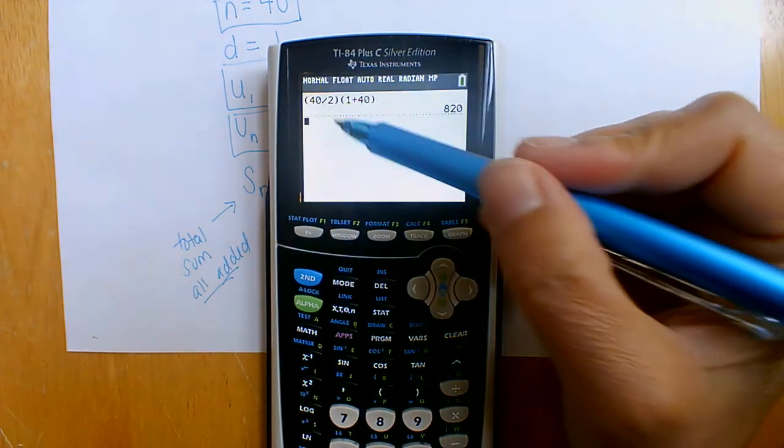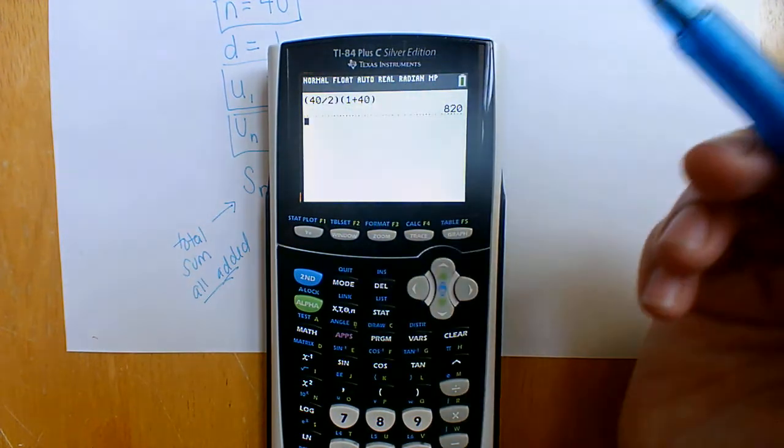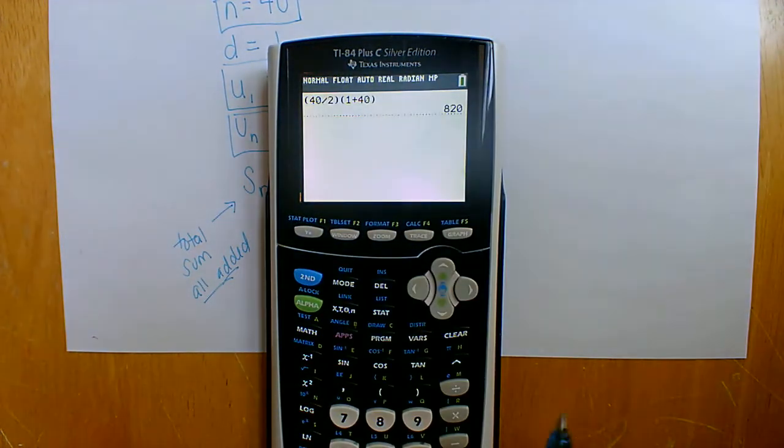So if you remember to put the parentheses around this, or you can even say, I know what 40 divided by 2 is. You can even do it in a couple of steps. 40 divided by 2 is 20. So you could have done 20 times 1 plus 40. You could have done it in two steps like that. So please, if you're having trouble with order of operations, please do not get tripped up. Take out that calculator.